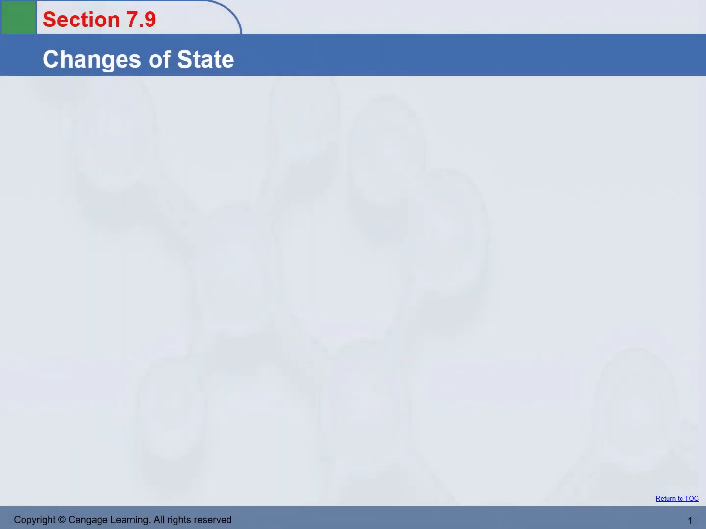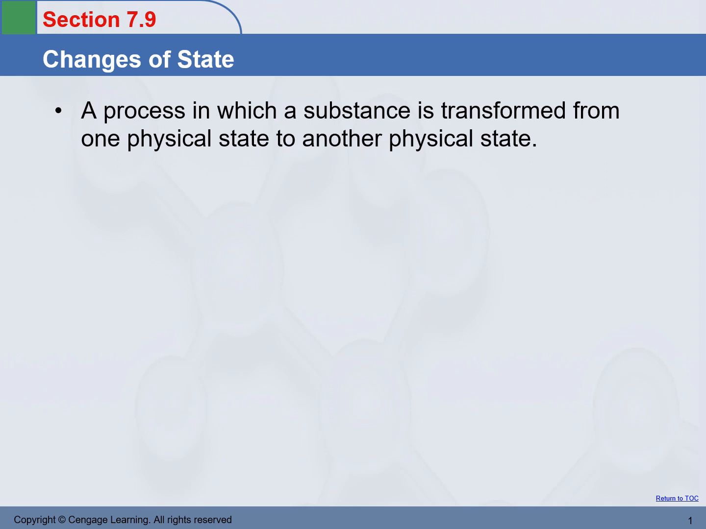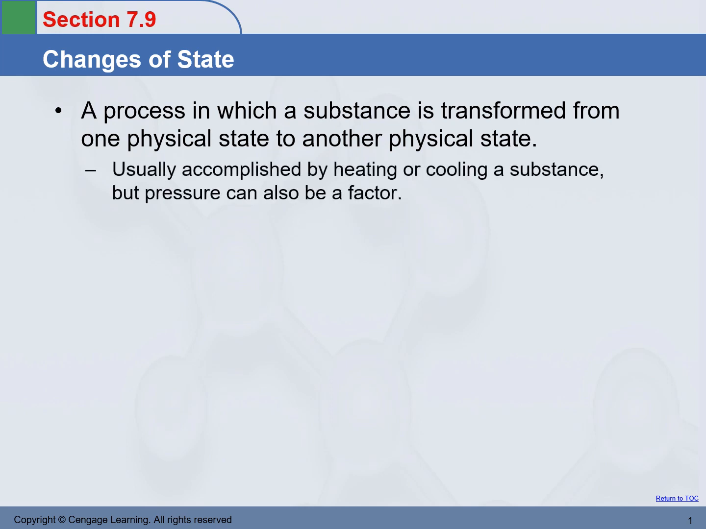In this episode, we're going to discuss a few physical processes that are called changes of state. A change of state is a process in which a substance is transferred from one physical state to another. Usually, it is accomplished by either heating or cooling of a substance, but pressure many times can play a role as well.